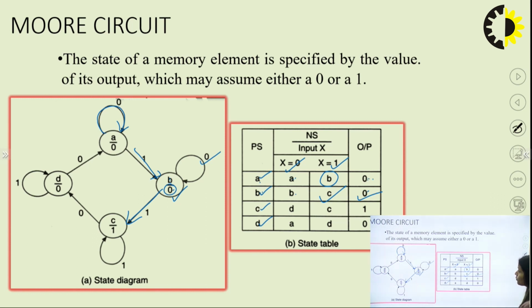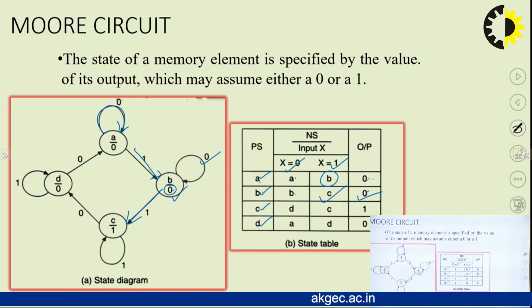In that case, the output is 0. For x is equal to 1, C is switching from C to C and the output is also 1. Okay. So, in the similar manner, we can see the Mealy circuit gives the output depending on its next state, D to A and D to D, right? D to A, the input is 0 and the output is 0. D to D, the output is 0 and the next state is D.